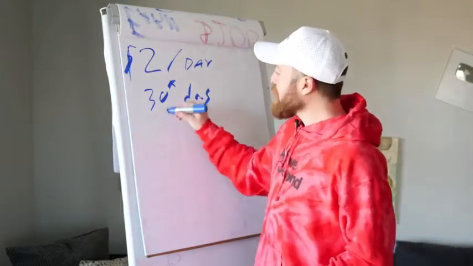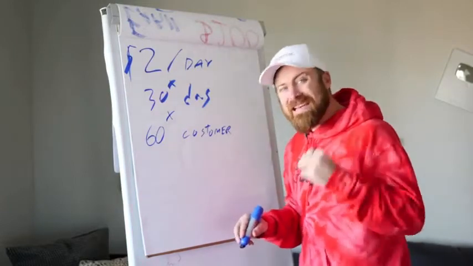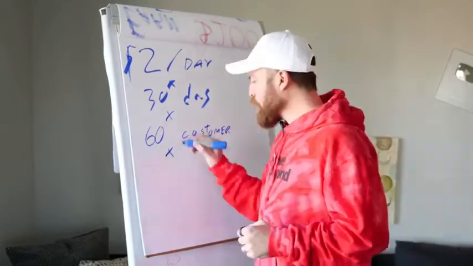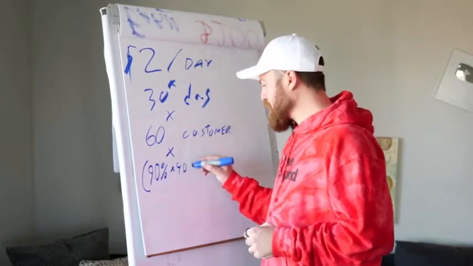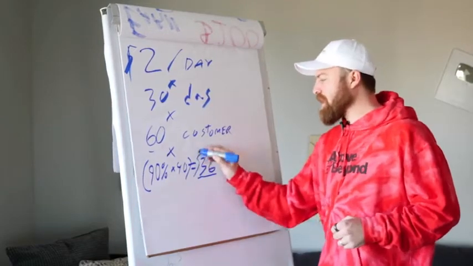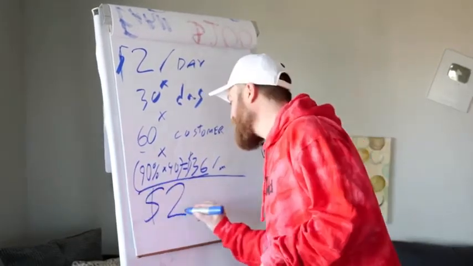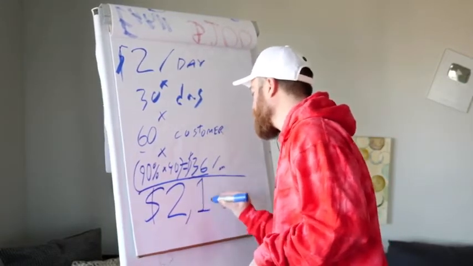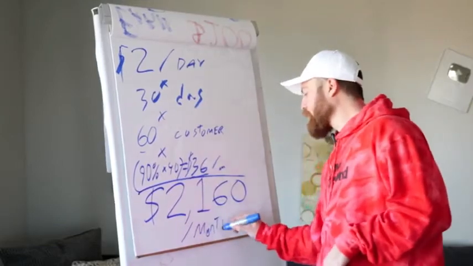So that means you're getting 60 customers. So the recurring revenue is 90% of $40. We're going to times that by 90% times 40. So that's $36. So you have 60 customers times $36 a month, right? That's your recurring revenue. But basically, that will leave you with $2,160 in monthly recurring revenue.